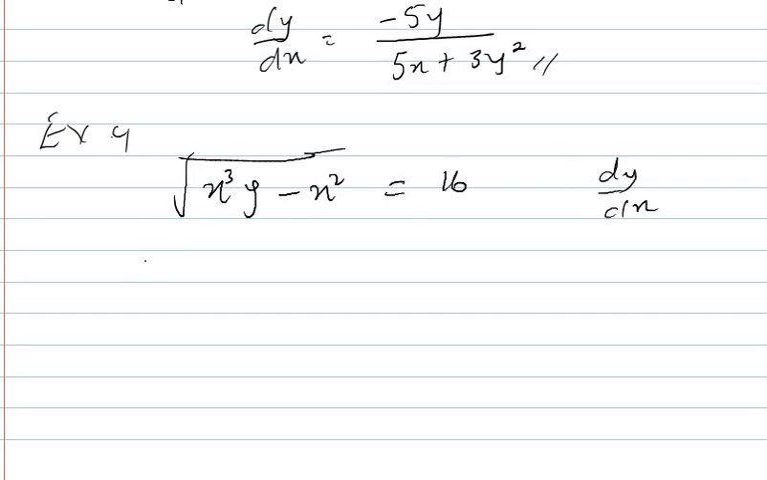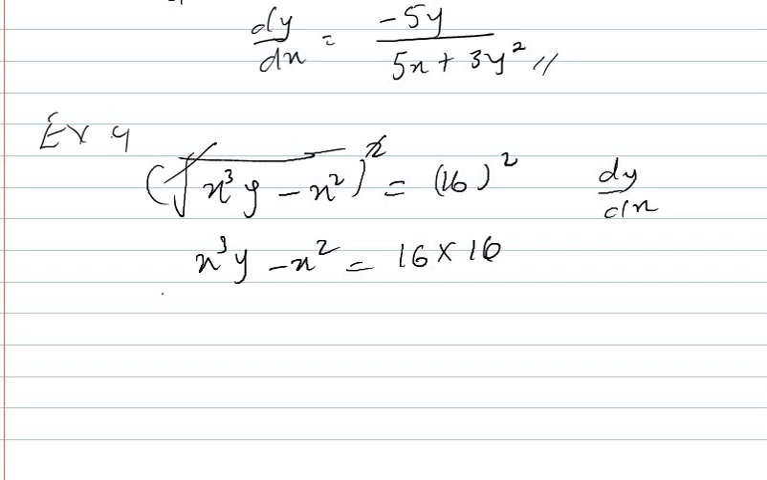So this is simple. Firstly, we are to square both sides. If you square the equation through both sides, the root goes away. So we'll have x cubed y minus x squared is equal to 16.